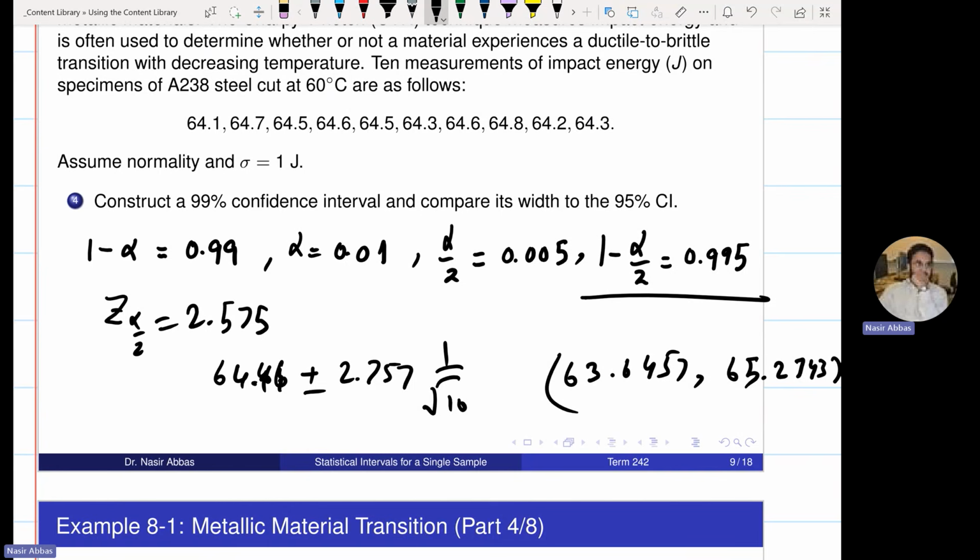So next class, we will try to see the relationship of all of these factors: the relationship of sample size with the width of the interval, the relationship of sigma with the width of the interval, the relationship of alpha with the width of the interval, and the relationship of x bar with the width of the interval. We'll see how they play a role in widening or narrowing the confidence interval.